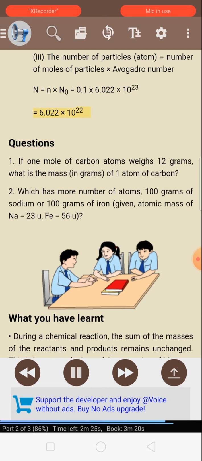Equals 6.022 × 10^22. Questions. 1. If 1 mole of carbon atoms weighs 12 grams, what is the mass in grams of 1 atom of carbon? 2. Which has more number of atoms, 100 grams of sodium or 100 grams of iron, given atomic mass of Na equals 23 u, Fe equals 56 u?